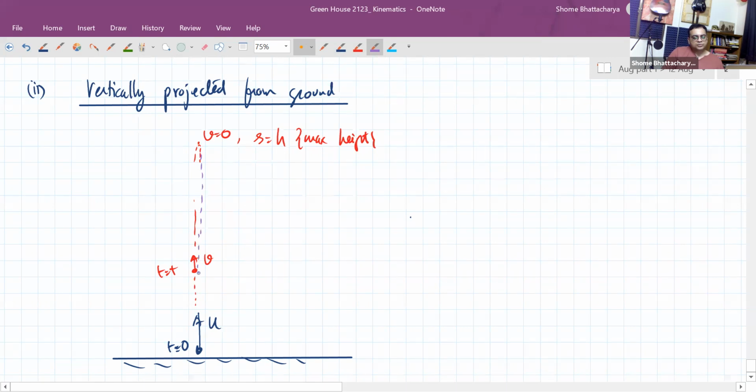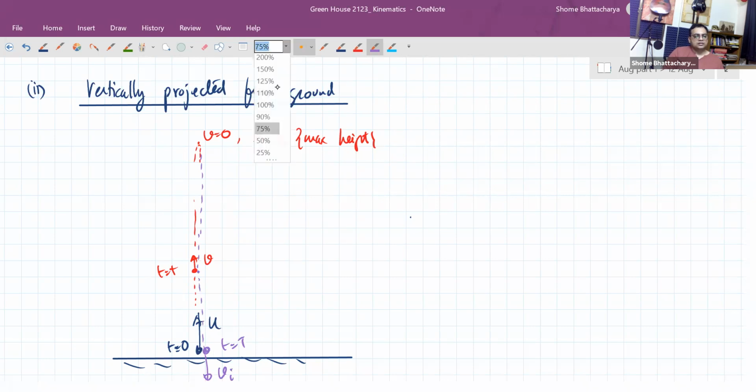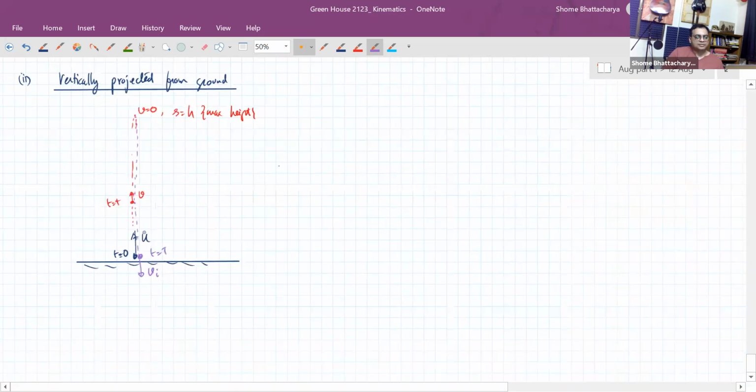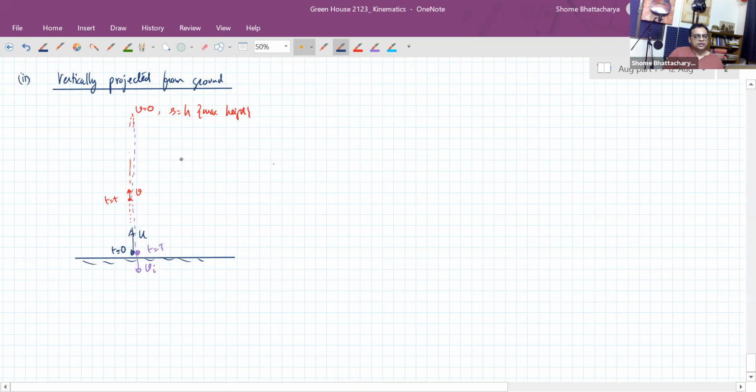It will even cross this point at some point of time, and then eventually it will come and hit the ground. So when it hits the ground, let's say its impact speed is again v, and the total time is capital T. So we can calculate all these things, like the time it takes to come back to the ground, and the impact speed, and the maximum height, and all that by using this.